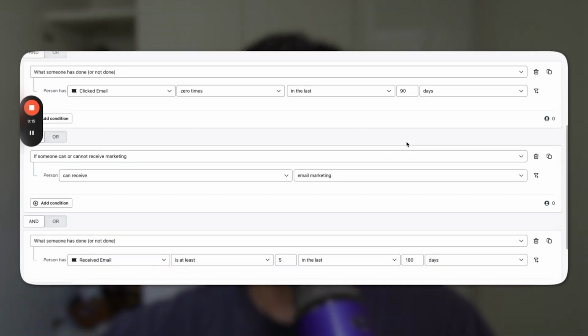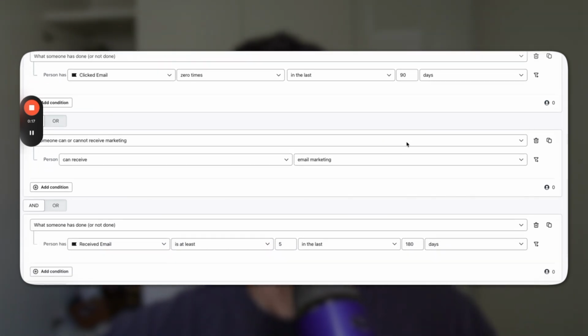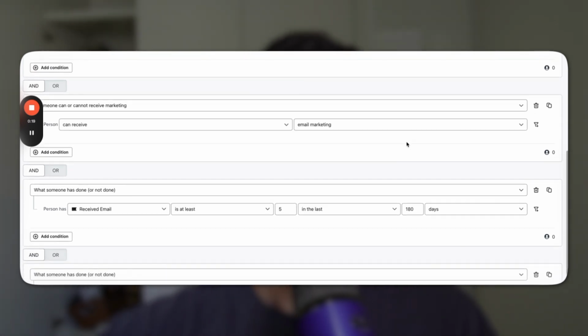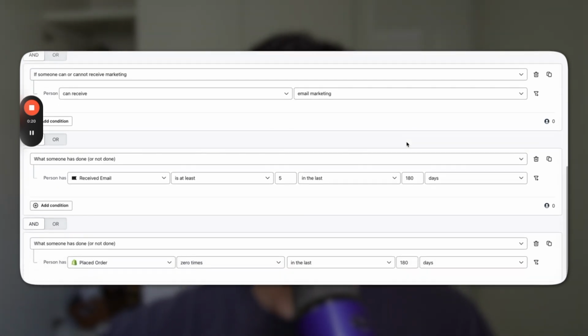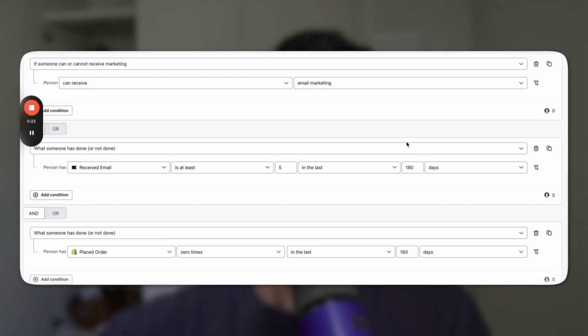So we want to make sure that we're excluding people that have the right to be emailed, but they're not engaging. The fourth piece here is, and what someone has or has not done, again, is the criteria there. Person has received email at least 5 times in the last 180 days. So that's quite specific. We've said if half a year's gone by, and we've sent them 5 emails and they've not opened or clicked, they're not interested. So let's suppress them. The fifth one here is, and what someone has done, placed orders 0 times in the last 180 days. So these people aren't engaging.